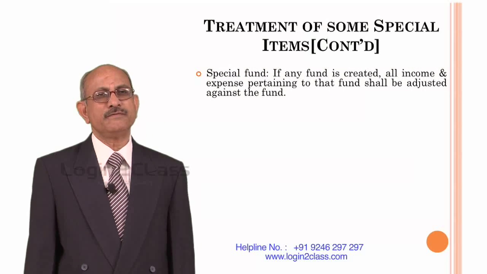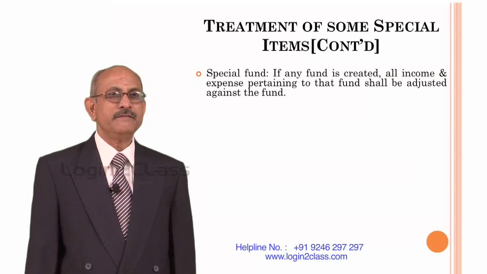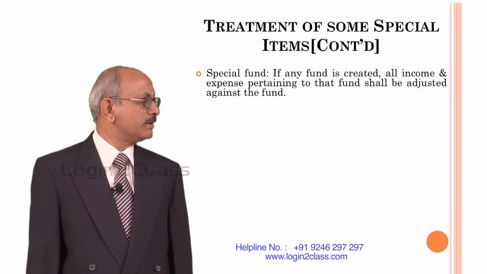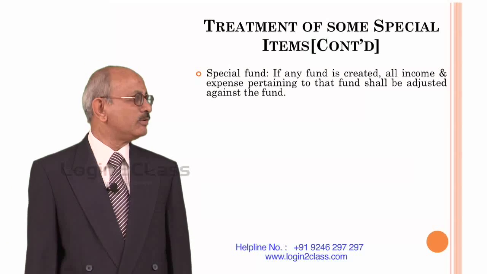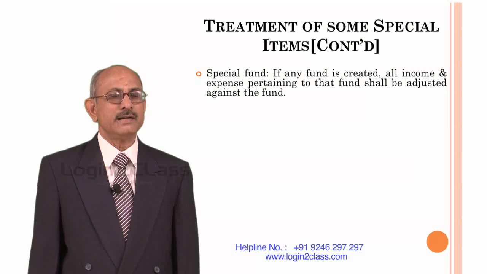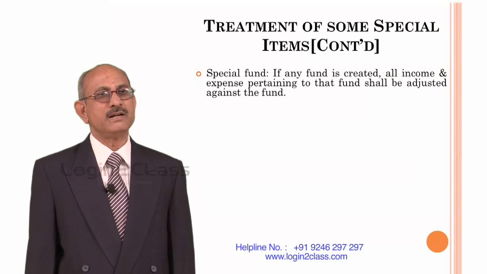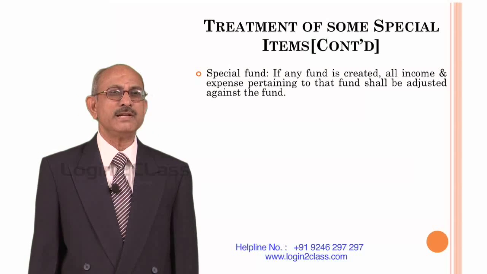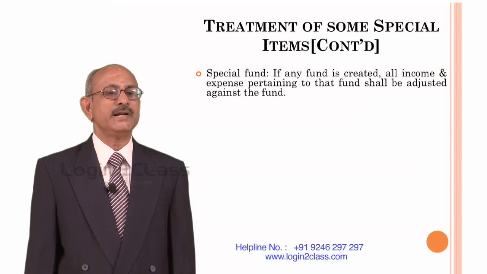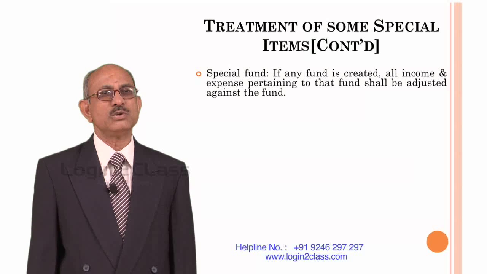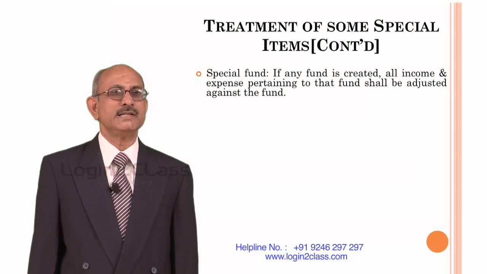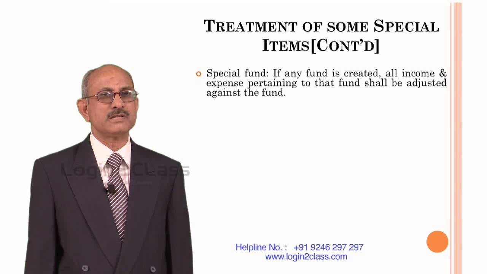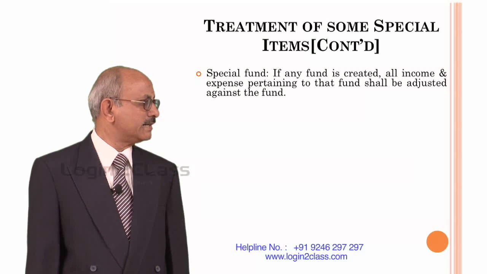And there is also a fund called special fund. If any fund is created, all income and expenses pertaining to that fund shall be adjusted against the fund. For example, you have already created a fund and some money is spent out of that fund for that purpose, then whatever money is spent is debited to that fund account only. It will not go to the common expenses account because that expenditure is incurred for the specific purpose for which that fund has been created.